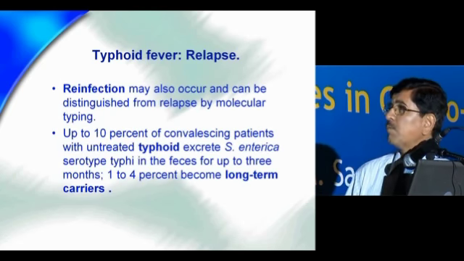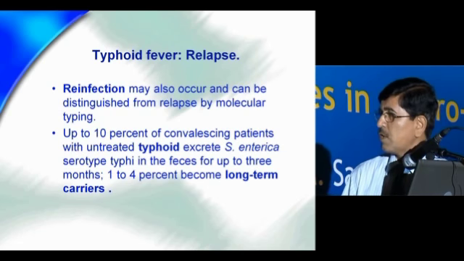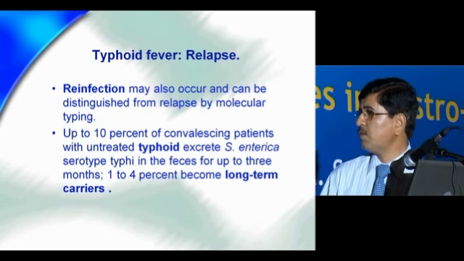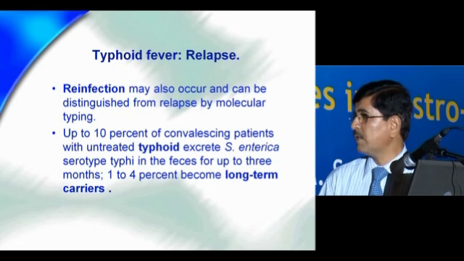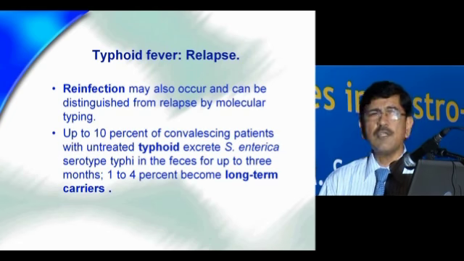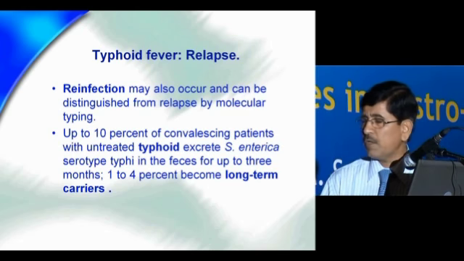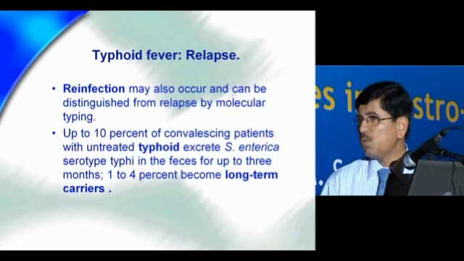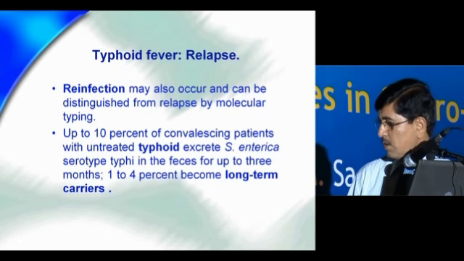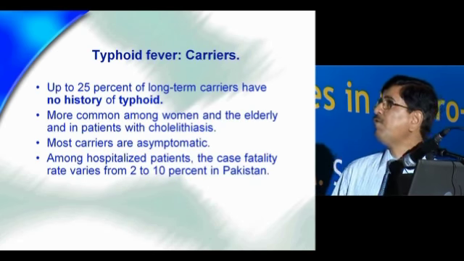Up to 10% of convalescing patients with untreated typhoid excrete the organism in their feces for up to 3 months. So to confirm a complete cure, or for research purposes, we do a stool examination to see if the person has entered into the carrier state. Up to 25% of long-term carriers have no history of typhoid. Probably they develop a subclinical infection and then enter into a carrier state.